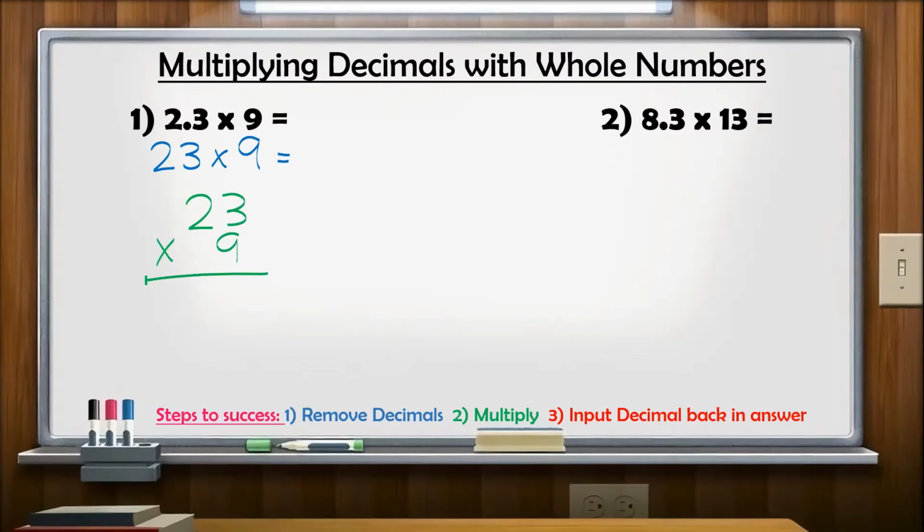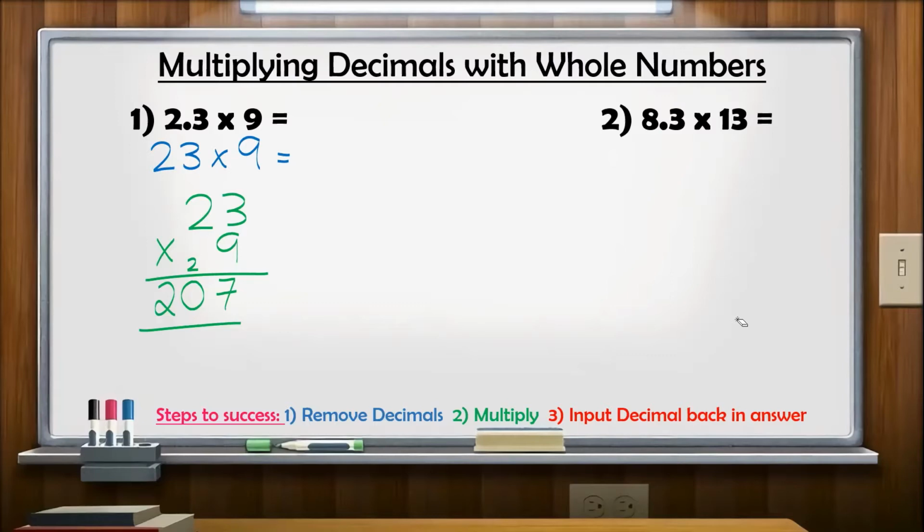So I'm going to multiply 9 with 3, which gives me 27. I put my 7 here and carry over my 2. 9 times 2 is 18. Add the 2 I carried over, gives me 20. So the answer for 23 times 9 is 207. However, this is not our final answer. Now, moving on to our final step. This instructs us to input our decimal into the correct position to get our final answer.